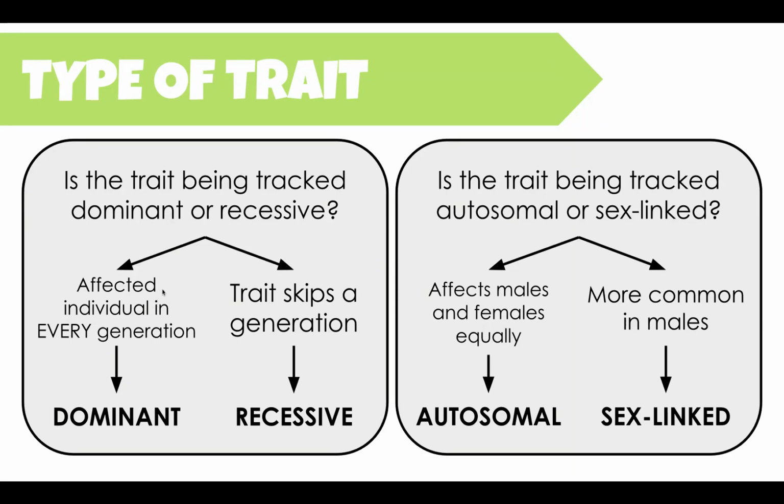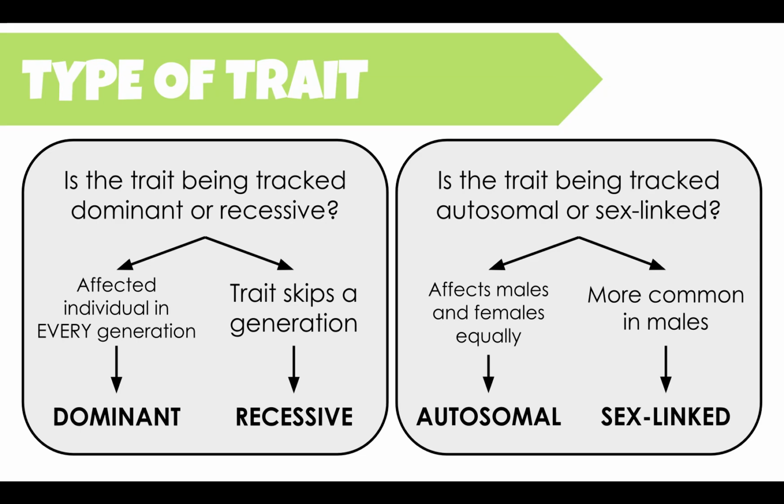So if we see that there is an affected individual in every single generation of this pedigree, then it's a dominant trait. It's showing up generation after generation. If we see that our trait is skipping a generation, it doesn't appear in every generation, then it's most likely going to be a recessive trait. It has that ability to skip. So that will tell us right then and there if we're dealing with a dominant trait or a recessive trait.